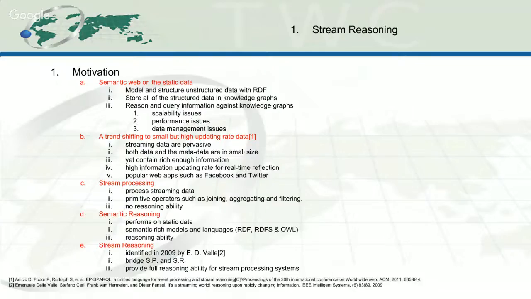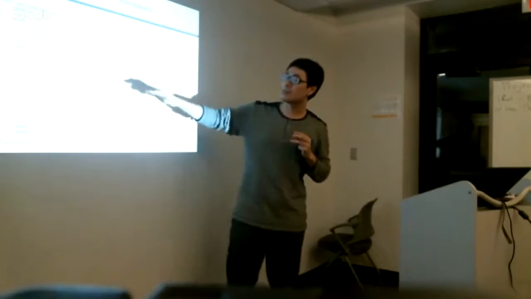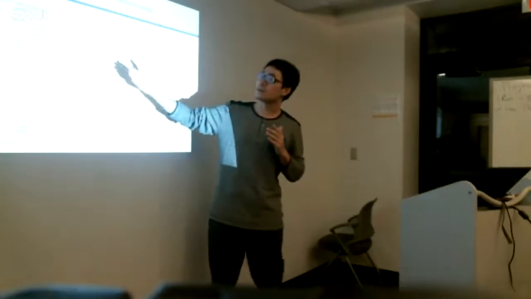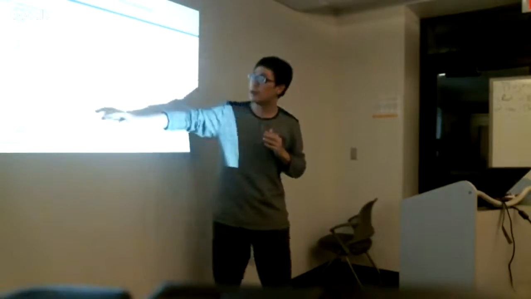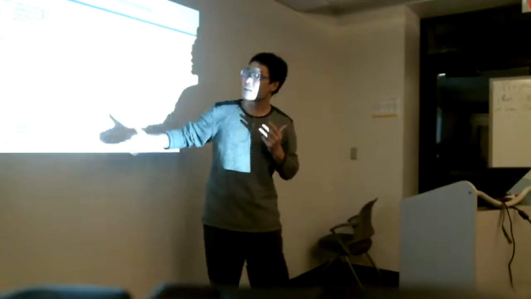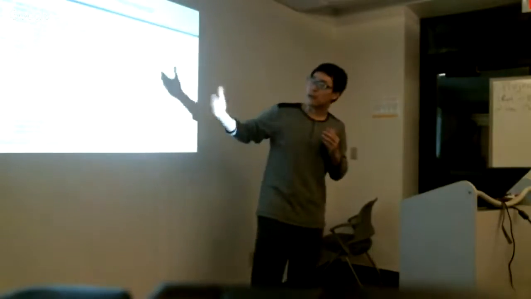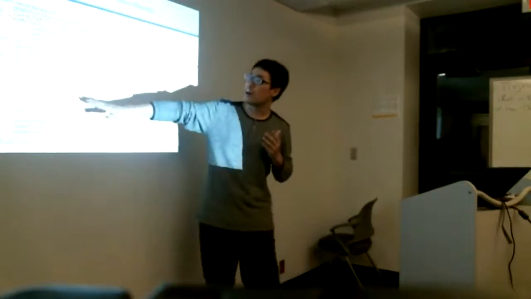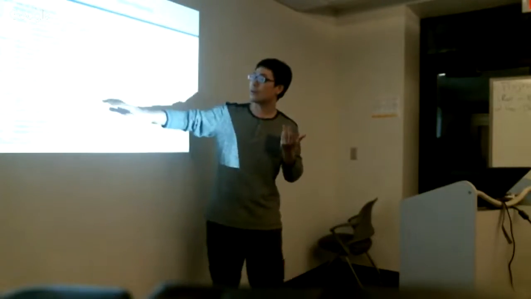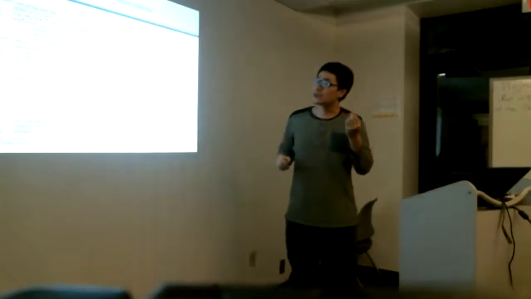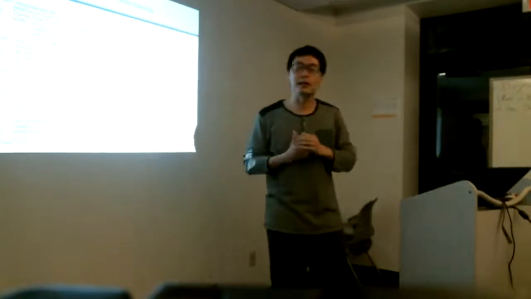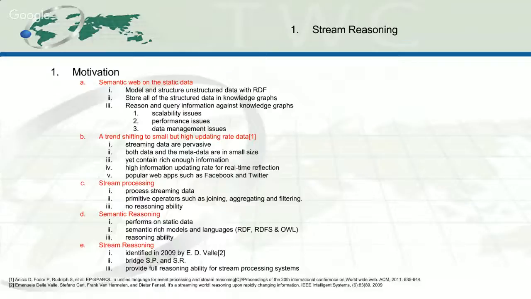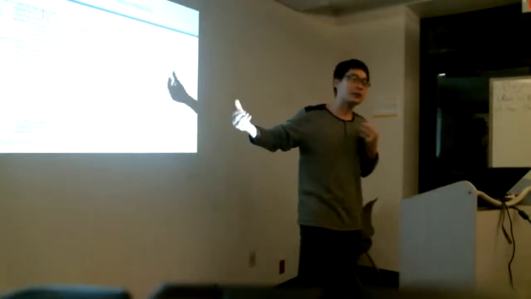So, stream processing is a domain that is not new and has been developed for a long time. Proposals and works from this domain are able to process streaming data with large volume and high update rate. Their primitive operators such as joining, aggregating, and filtering do really well to process streaming data. However, they do not provide any reasoning ability.